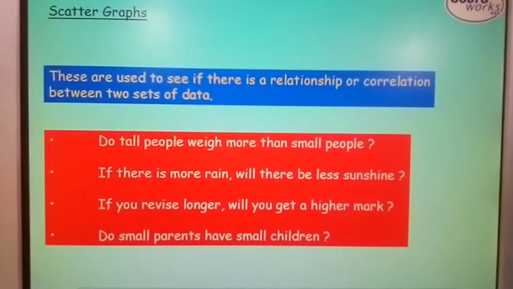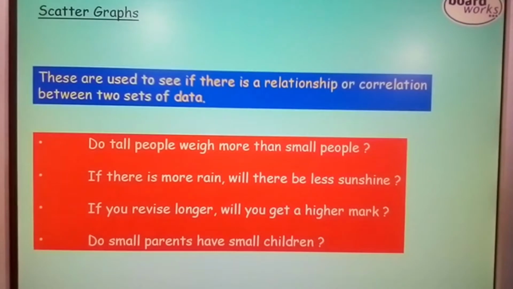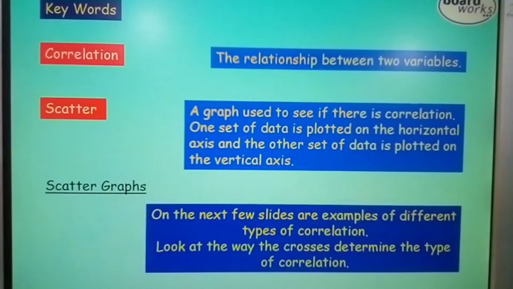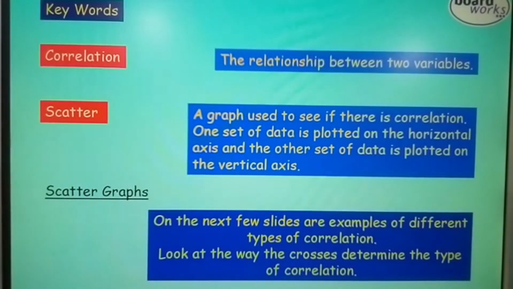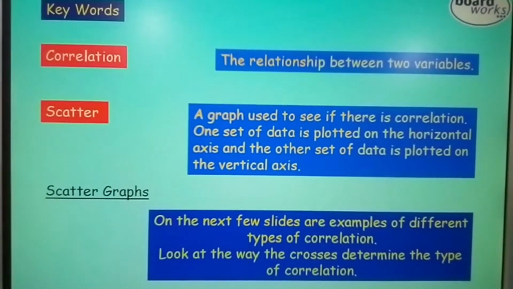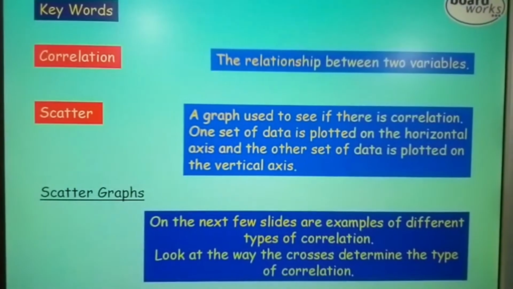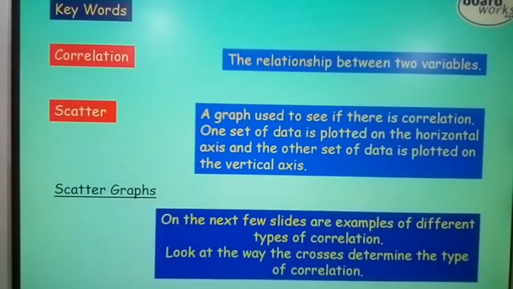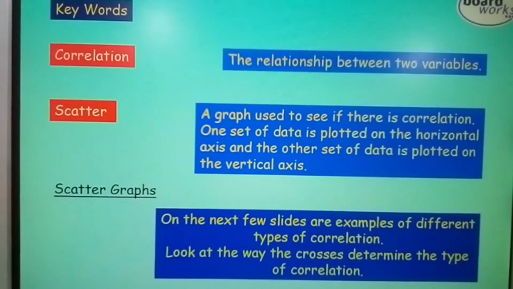And here we have our questioning. Now these are just information to see how we are going to create our scatter graph. Okay, keywords. Correlation: the relationship between two variables. Scatter graph: a graph used to see if there is correlation, in which one set of data is plotted on the horizontal axis and the other set of data is plotted on the vertical axis.